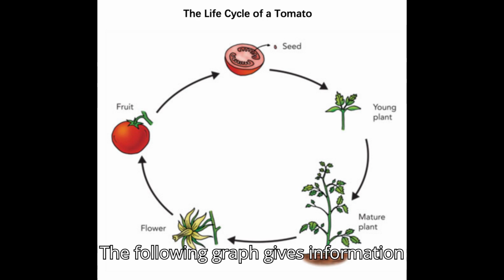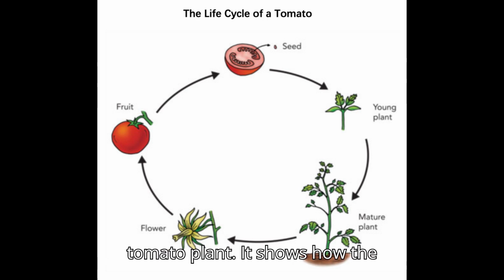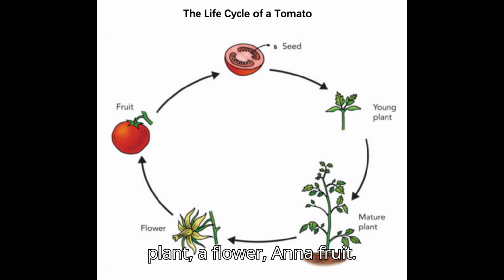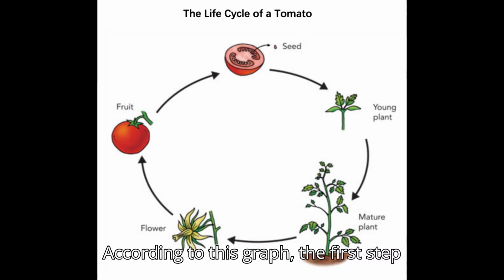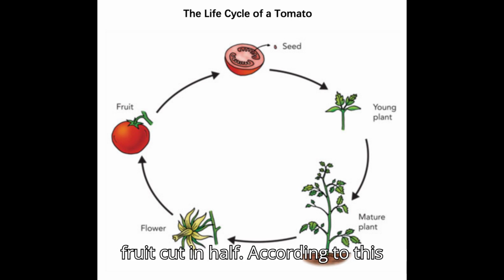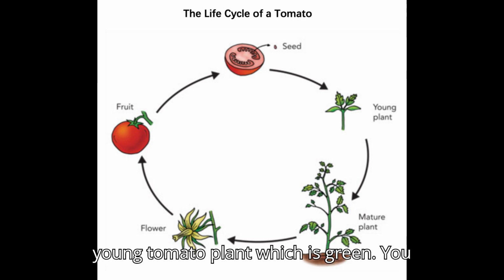The following graph gives information about how a tomato seed can become a tomato plant. It shows how the process is done. The steps include tomato seed, a young plant, a mature plant, a flower, and a fruit. According to this graph, the first step is tomato seed, which is in a tomato fruit cut in half. According to this graph, the second step is to become a young tomato plant, which is green.